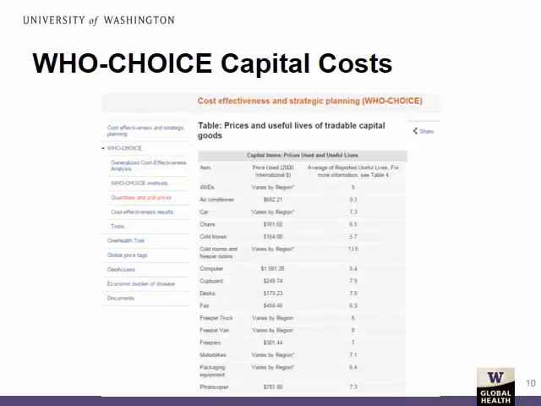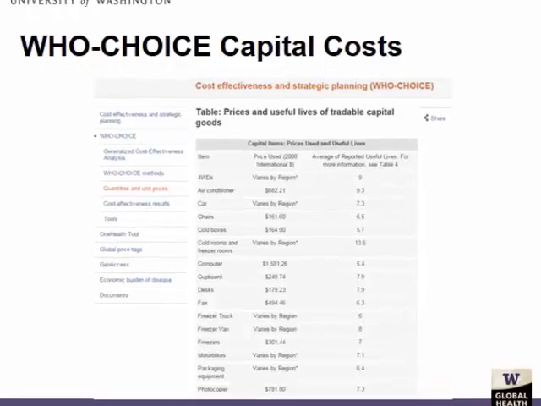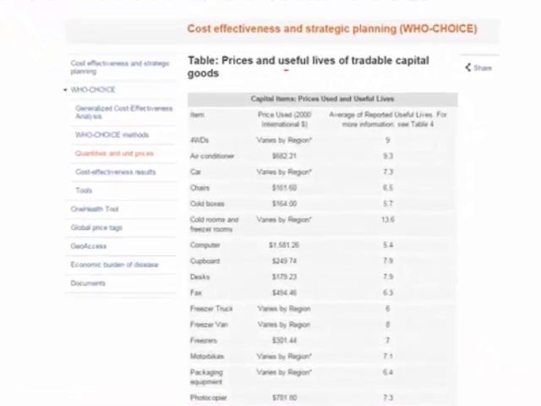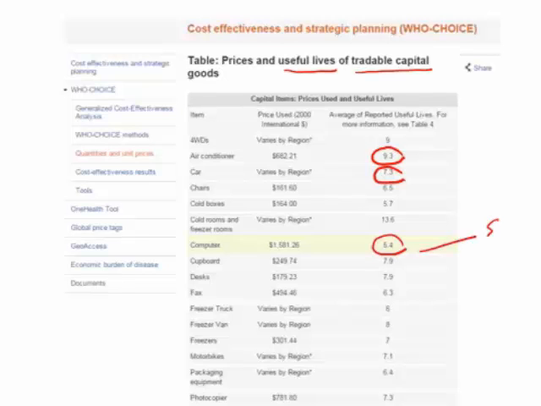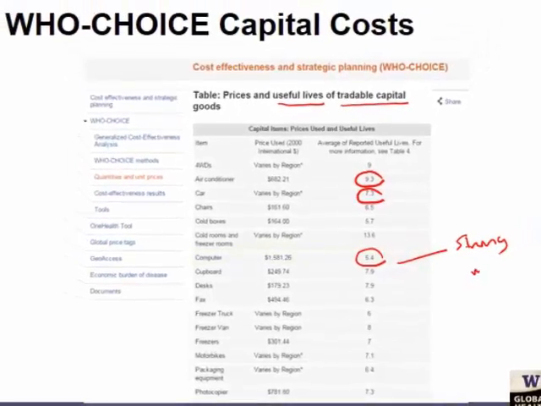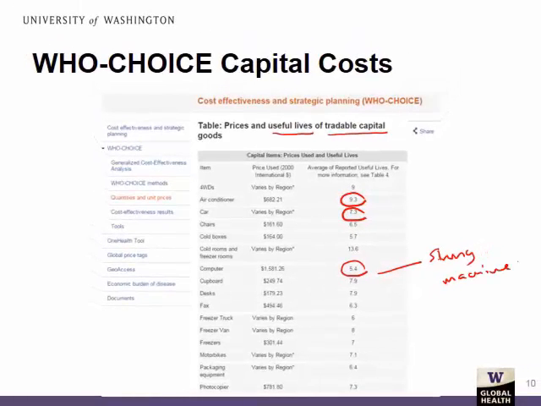And here's the capital cost website, and you'll find that you have useful life estimates if you want to annuitize for tradable capital goods, essentially. So a car is 7.3 years, an air conditioner is 9.3 years, a computer is 5.4 years. This will have to be a very strong computer. This is a strong machine because mine tend to last 1.5 years. But anyway, you have things like desks which are nearly 8 years and so on and so forth.